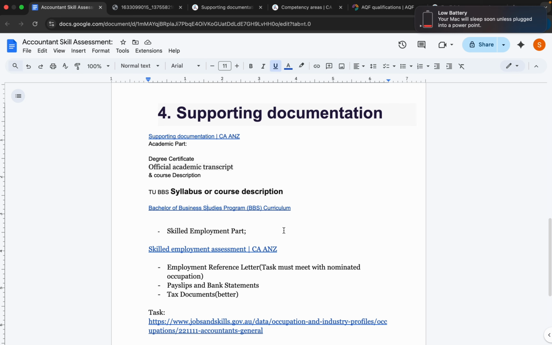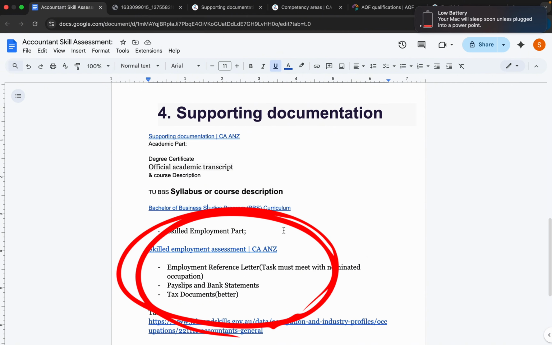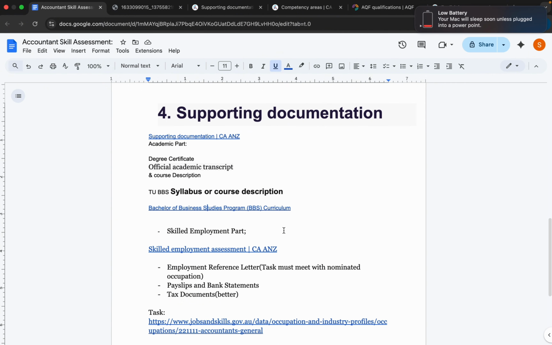What are the supporting documents you need for the employment skill assessment? The first thing you need is employment reference letter. Tax must meet with nominated occupation. What is the nominated occupation tax? Here for the accounting, I will show you here.